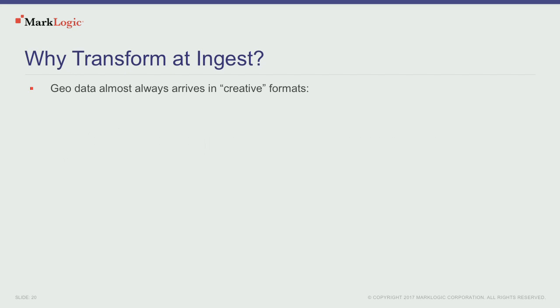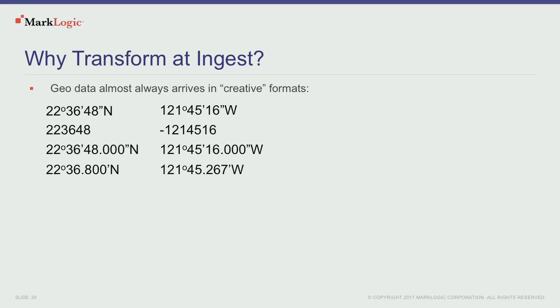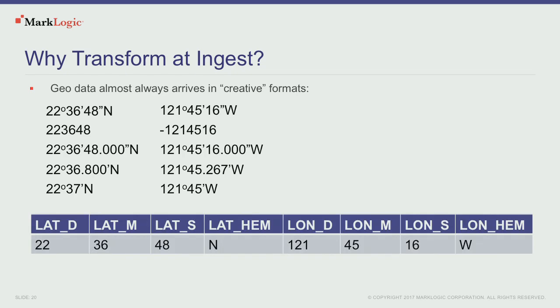So just an aside, why do we transform at ingest? Because people, especially when they give you spreadsheets, come up with the weirdest ways to express a latitude and longitude. You will see all of these and more. I've seen stuff like this. And you have to somehow get that into decimal degrees. So get used to transforming some of this data at ingest time.